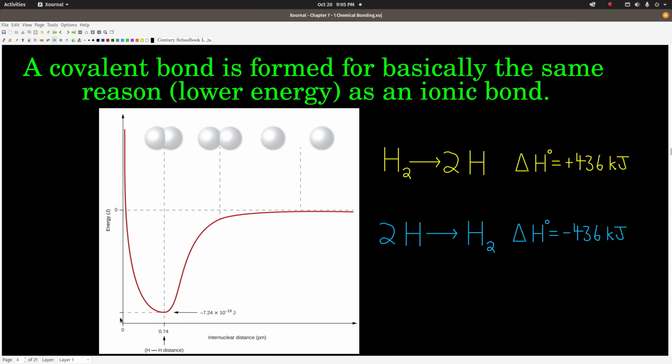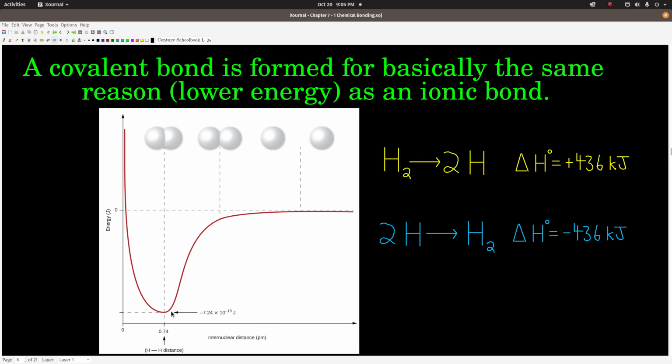Asymptotically approaches zero distance because they cannot be in the same place. They can never be in the same place. So, what we can say is this: the distance at which we minimize, get the most negative energy for the interaction between these two atoms, is going to be the average bond length, the distance between the two nuclei.